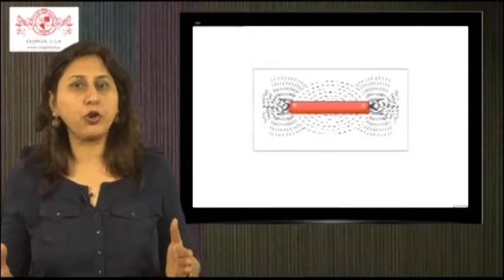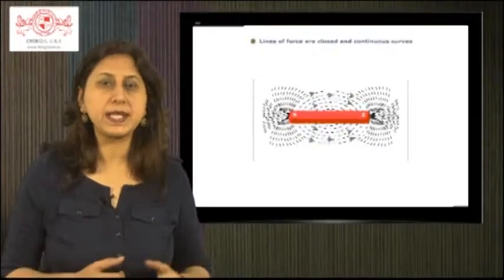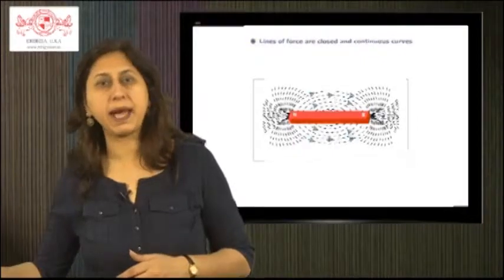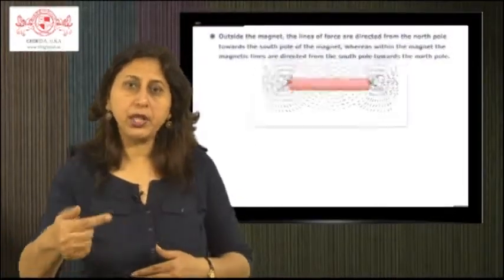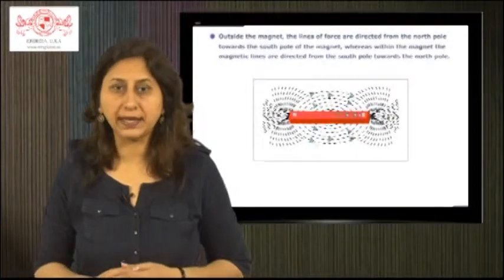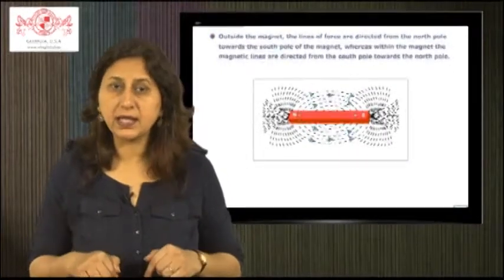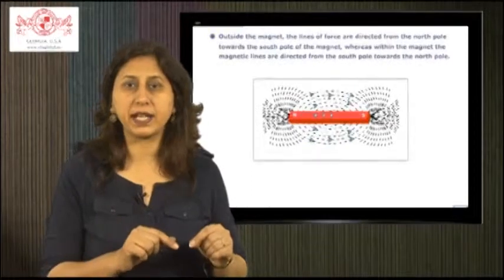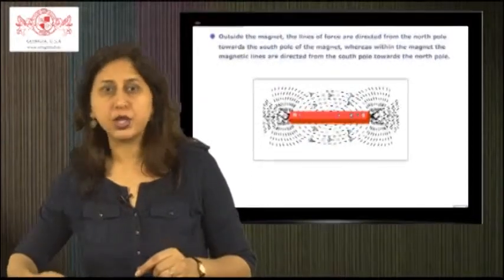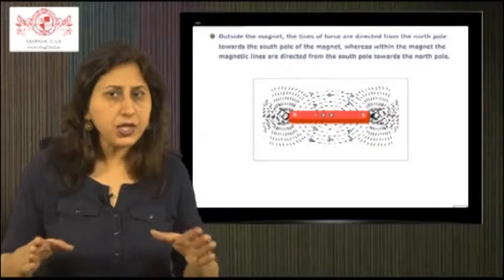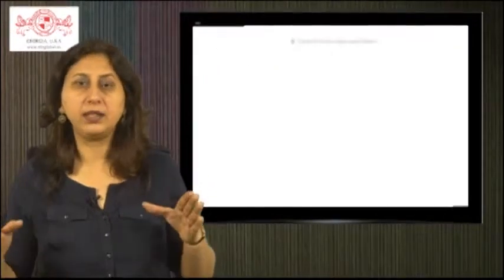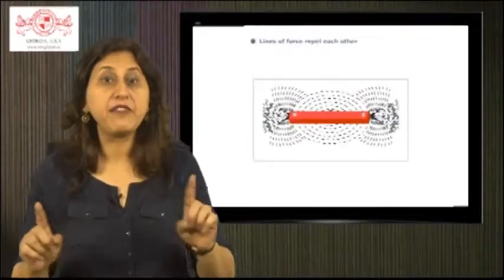The lines of force are closed and continuous curves. Outside the magnet, the lines of force are directed from the north pole towards the south pole of the magnet, whereas within the magnet, the magnetic lines are directed from the south pole towards the north pole. The lines of force repel each other and the lines of force never intersect.